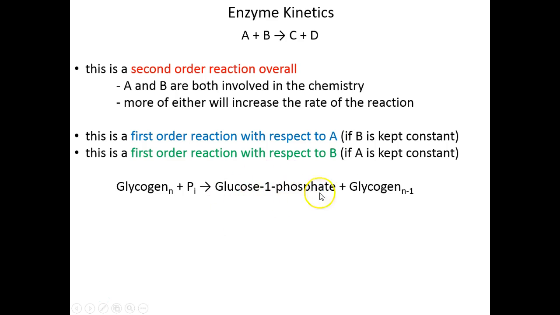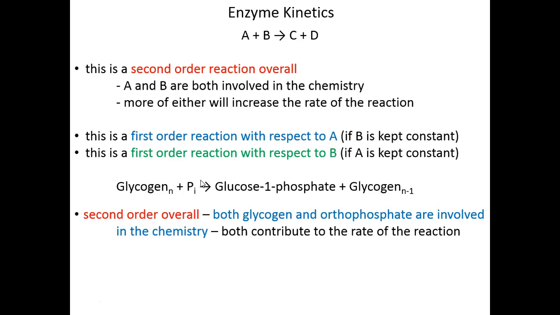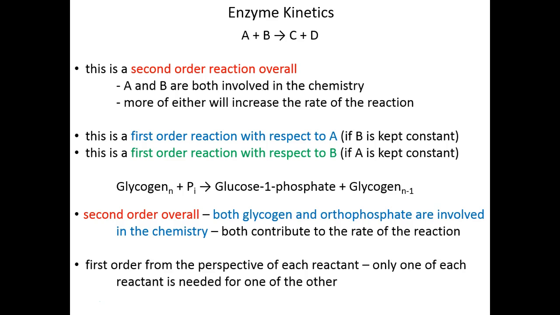If you want more glucose released and smaller glycogen made, you should add more glycogen and more inorganic phosphate. Just raising one or just raising the other will get you a faster reaction, but not nearly as much faster as if you raise both of these reactants together. This is a second-order reaction overall because both the amounts of glycogen and the amounts of inorganic phosphate are involved in the chemistry and both contribute to the rate of the reaction. But just as in our more generic example, from the perspective of each reactant, keeping the other constant will make this a first-order reaction for each.